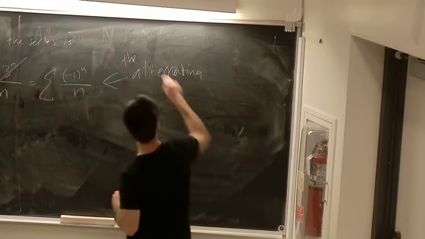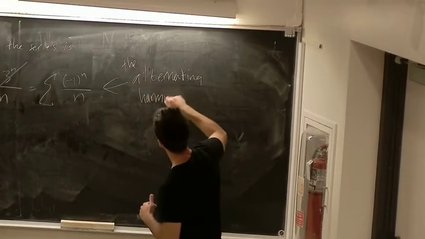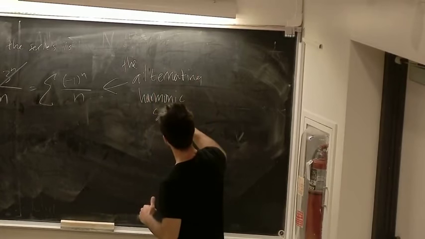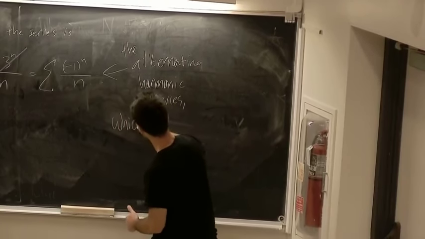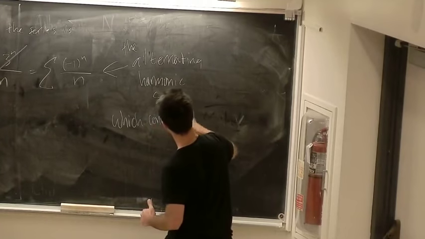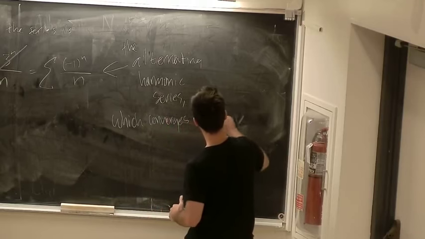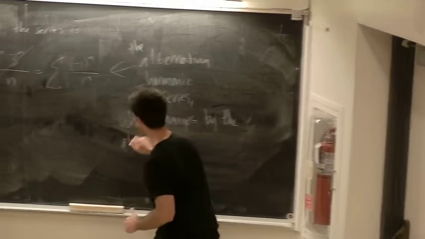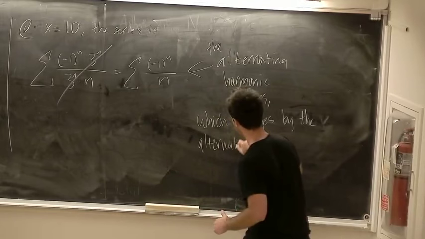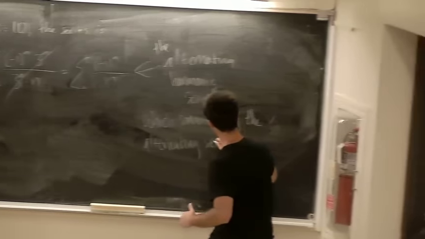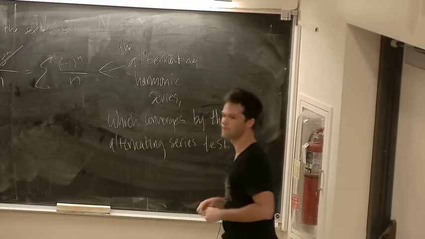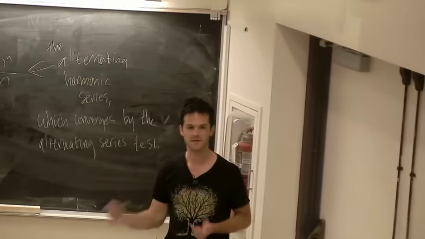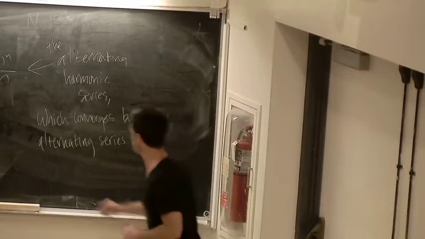So this is the alternating harmonic series, which converges by the alternating series test. It's our textbook example of a series that converges conditionally.